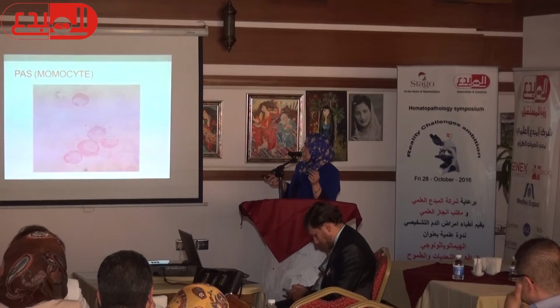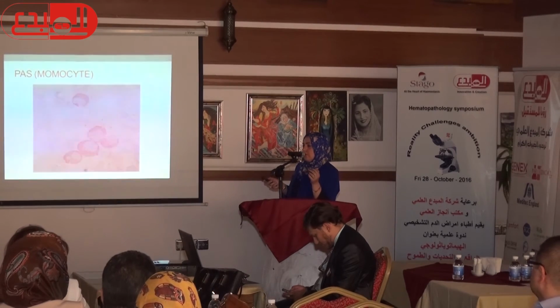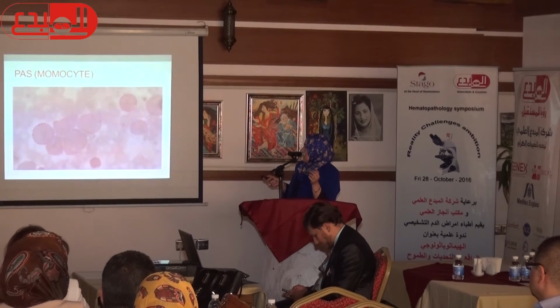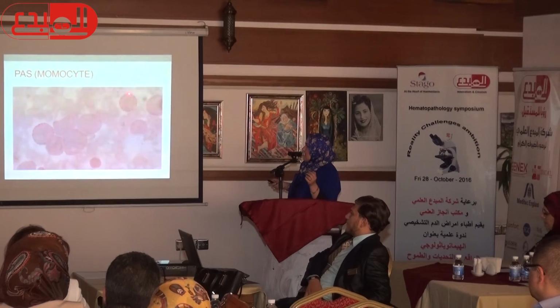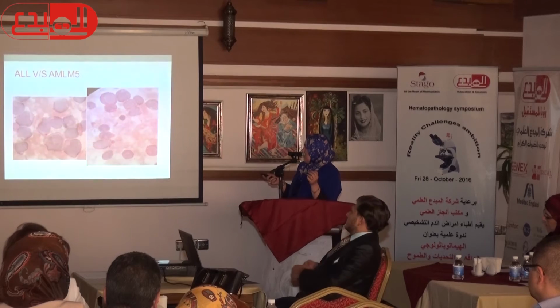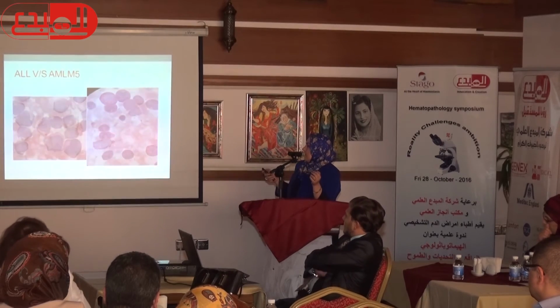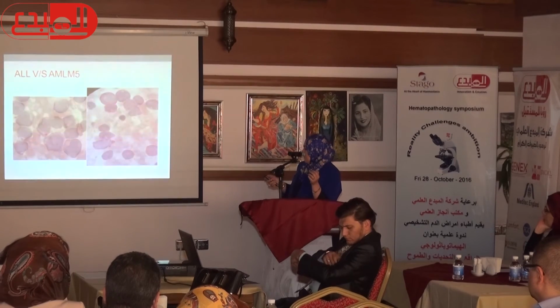This is another slide of AML M5, and you can see here the pink background, and there is fine superimposed granular positivity. This picture can't be seen in ALL. This is another stain for M5, there is a positive pink background, and there are superimposed fine granules at the periphery of the cytoplasm. In ALL, the positivity is seen as block positivity, and the background is clear.